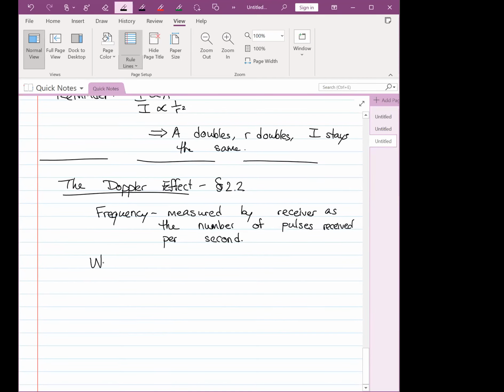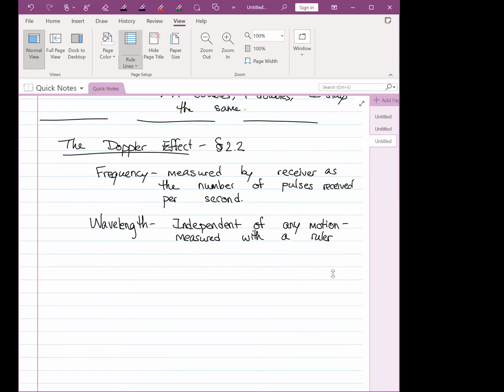The wavelength, well, that's just like taking a picture of the air molecules, and the wavelength is the distance between peaks. So this is independent of any motion. The wavelength is just what it is. It's just measured with a ruler, say. It's not something that the receiver determines based on their situation. You just sit in the air and measure the distance between peaks.